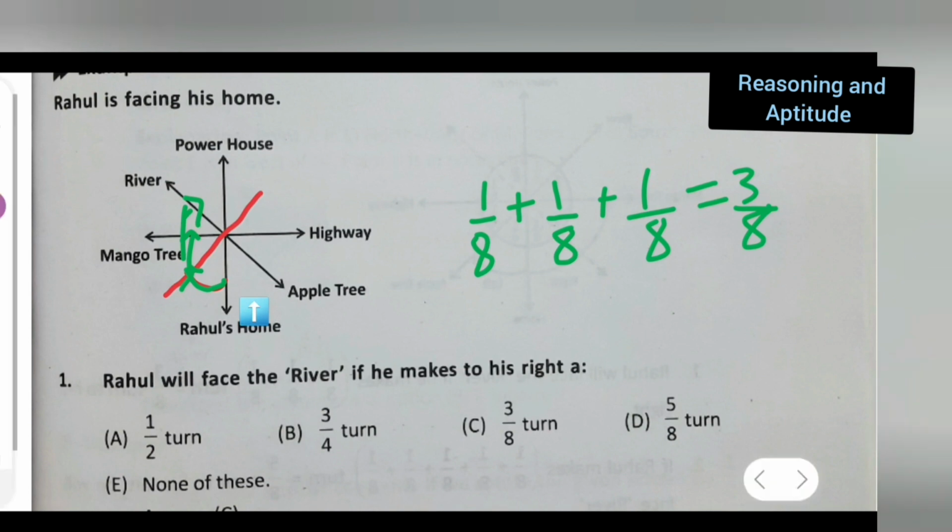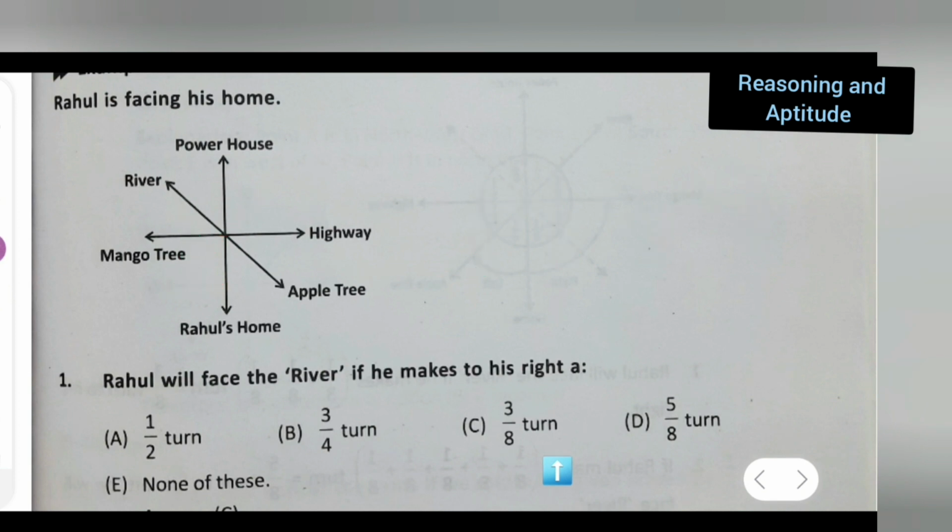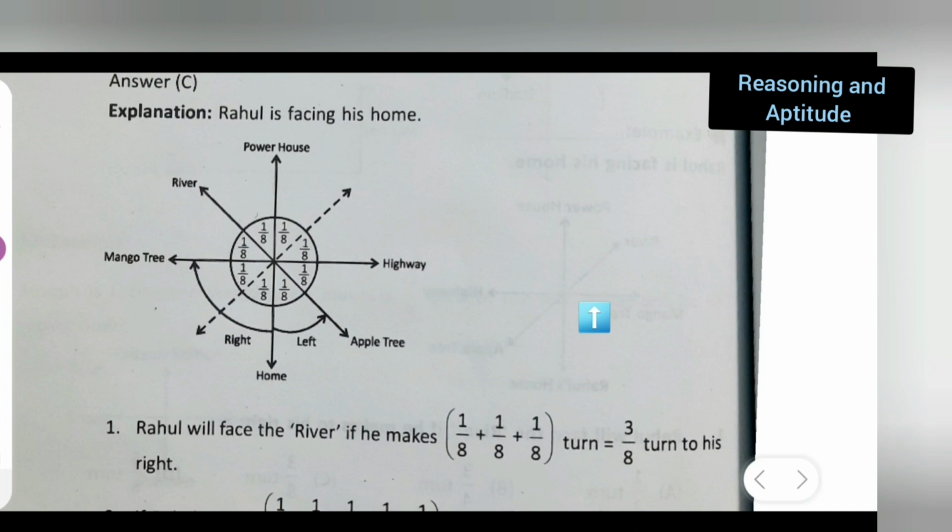Rahul will face the river if he makes to his right. This is the right side. Moving towards this means right side. So it will make a 3 by 8 turn, right? It will become a 3 by 8 turn. So let me rub this part. Explanation part I have given you all over here. All can take down the explanation part.